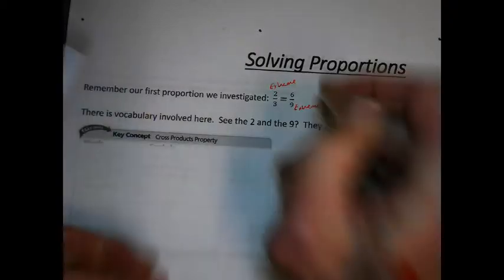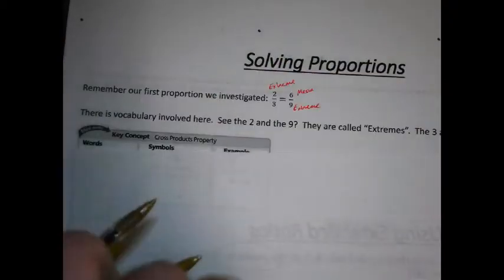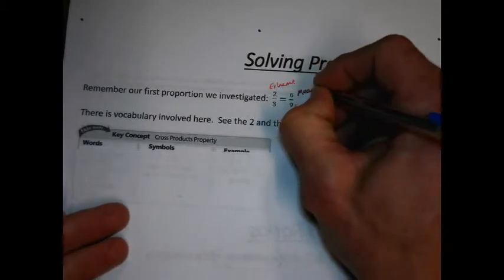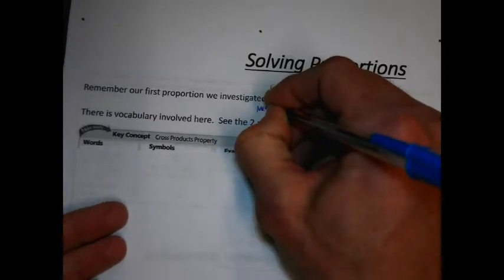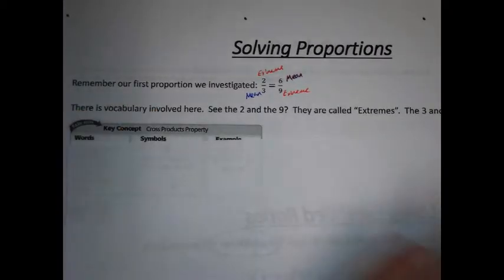So we have vocabulary. Use the same color pen. Why did I do that? Mean. That's the mean. So we have vocabulary for those numbers. We will use more of this later on in the unit, but they're called extremes and means.